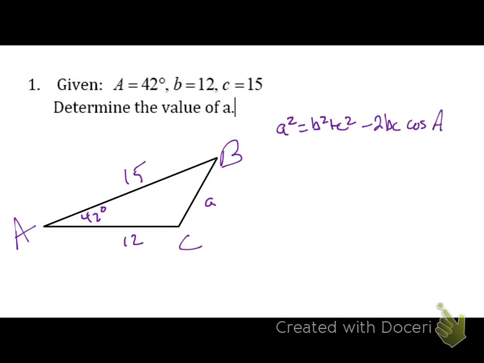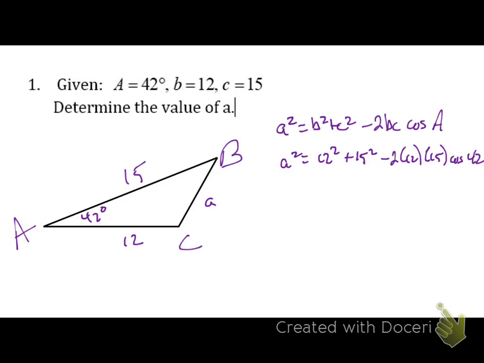So we pull that formula up, and from here, we're just going to plug in the values that we have. So we're going to plug in 12 for B, 15 for C, do the same thing down here at 2BC, and then cosine of 42.